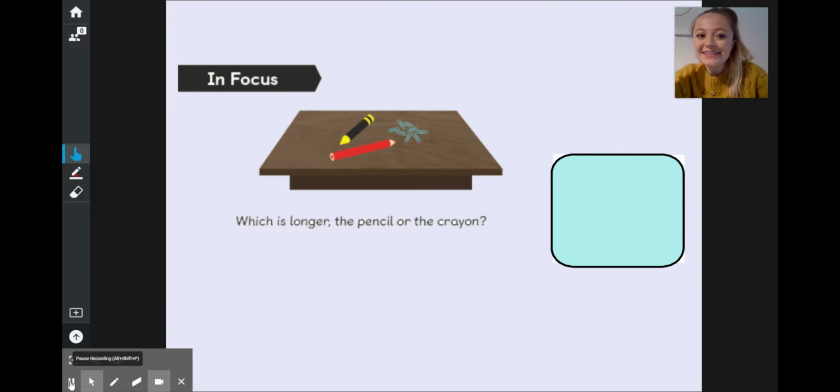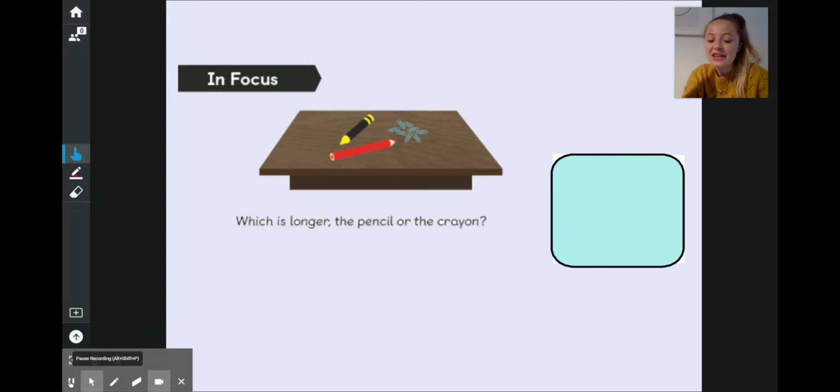Okay, having a little look then at the items on this table. There is a crayon, a red pencil, and then some paper clips on the table there. I want you to have a little think. Which item is longer, the pencil or the crayon? So having a little look, which of those is longer? Remember, longer is looking at length. It's from end to end, how long something is. Which of those is longer?